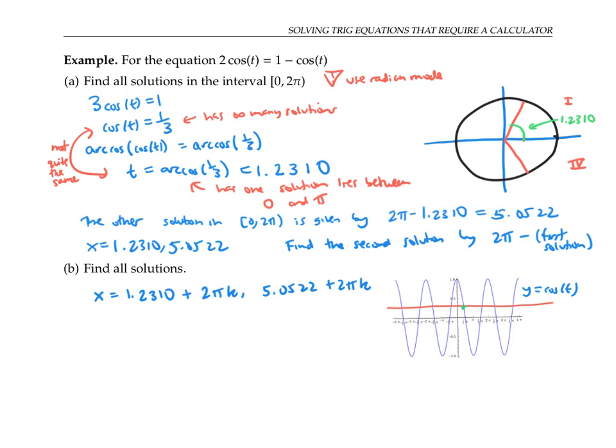This intersection point here corresponds to our first solution of 1.2310 radians. This intersection point here corresponds to our second solution. Notice that it occurs at a t value that's 2 pi minus this t value here. And all the other intersection points correspond to those first two intersection points shifted over by multiples of 2 pi.